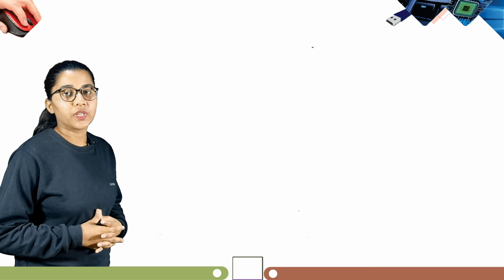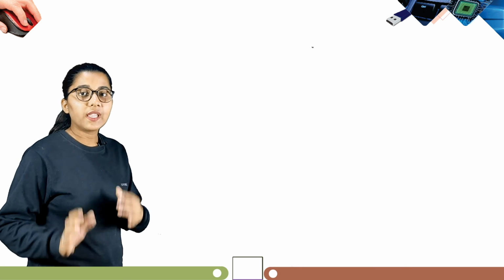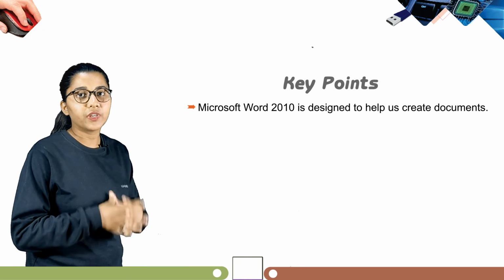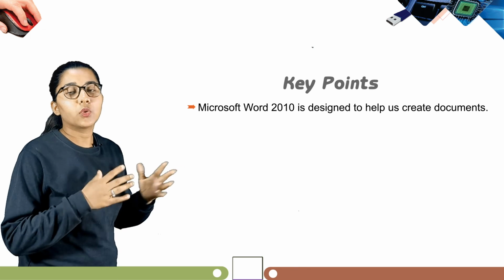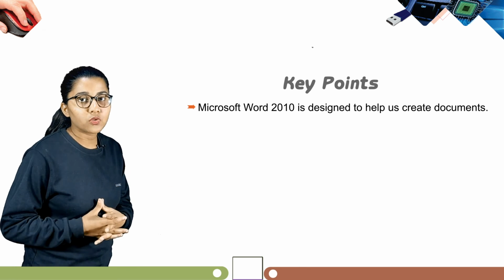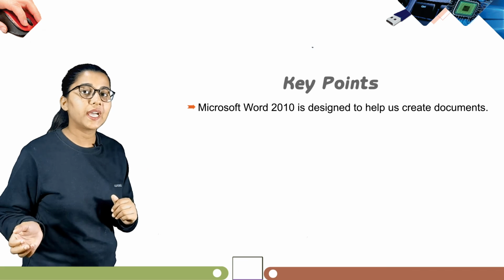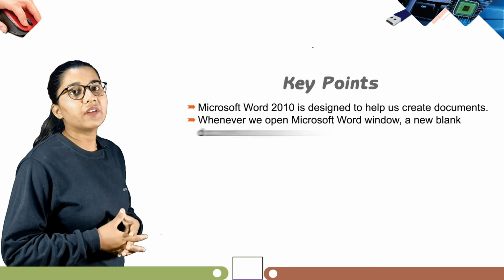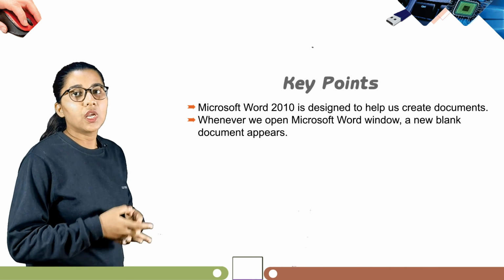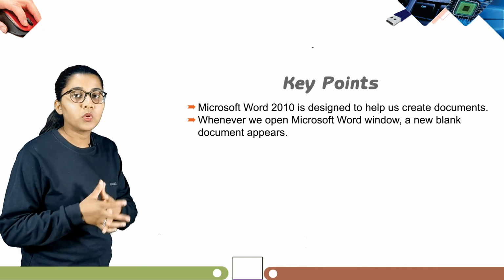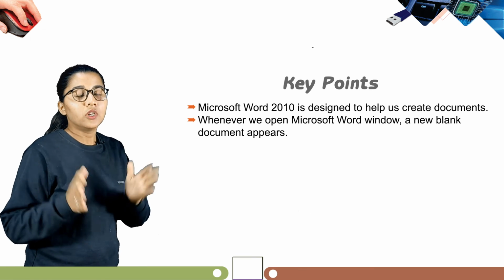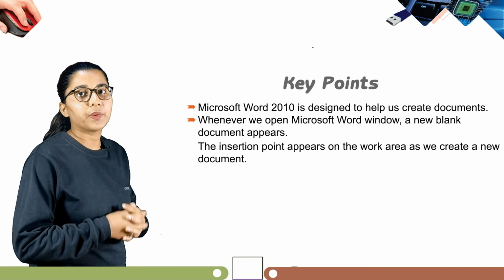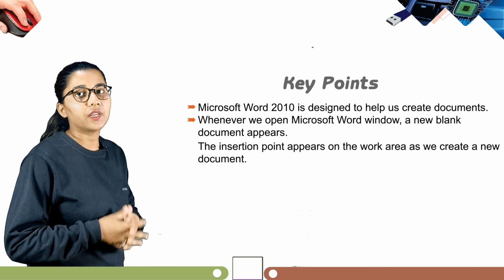So students, what we have learned in this chapter, let's have a quick look at some key points. Microsoft Word 2010 is designed to help us create documents. Microsoft Word 2010 बनाया गया है ताकि हम उसको और क्रिएटिवली अपने डॉक्यूमेंट्स को डिजाइन कर सकें. Whenever we open Microsoft Word, a new blank document appears. हम लोग जब भी Microsoft Word खोलते हैं तो हमारे पास एक blank document ऑटोमेटिकली आ जाता है. The insertion point appears on the work area as we create a new document.